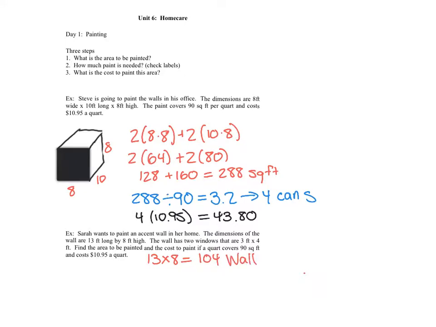However, it says that the wall has 2 windows on it. So I'm obviously not going to paint over the windows. So we're going to subtract the area of the windows. And the windows are 3 by 4s. So the windows end up to be 24. These are the windows. If we subtract the windows off, we're going to end up with 80 square feet.